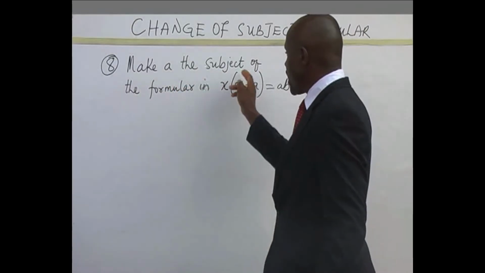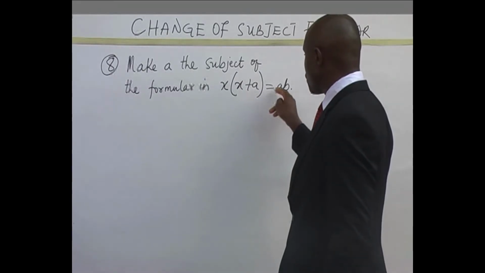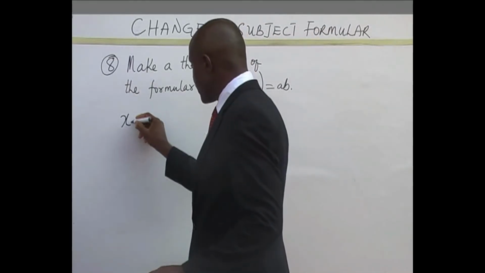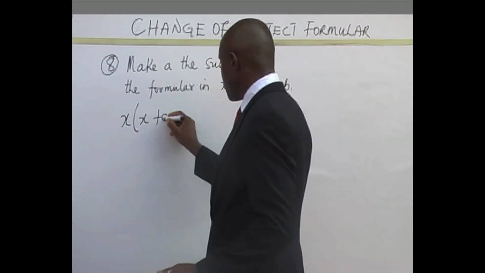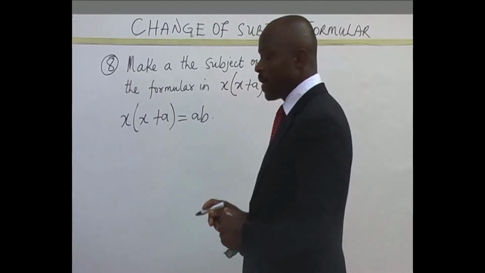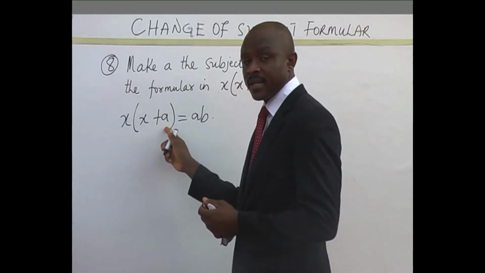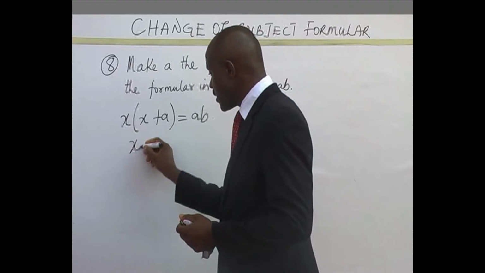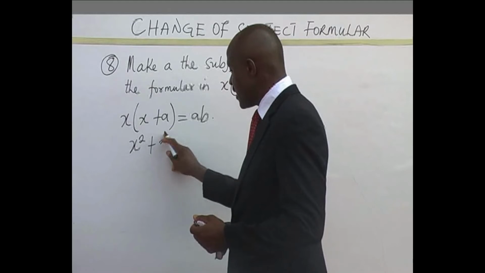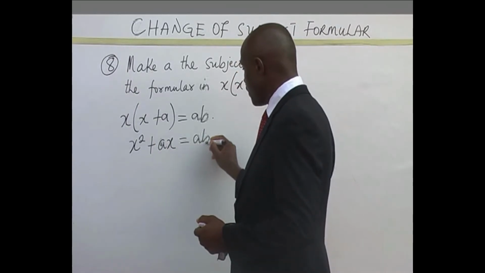Make a the subject of the formula in x into x plus a, bracket closes, is equal to ab. Bring out the equation. The equation is x into x plus a, bracket closes, is equal to ab. The first thing you do here now is remove the bracket. Use x to multiply all you have inside the bracket. X times x will give you x squared. X times a will give you plus xa or ax. It is now equal to ab.